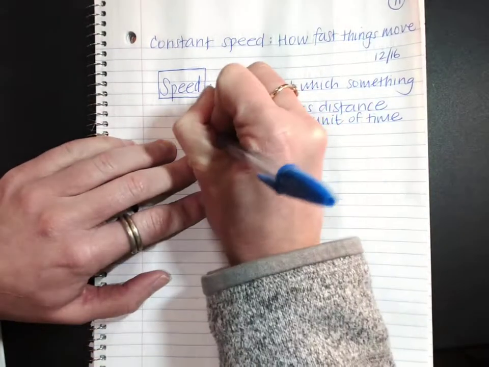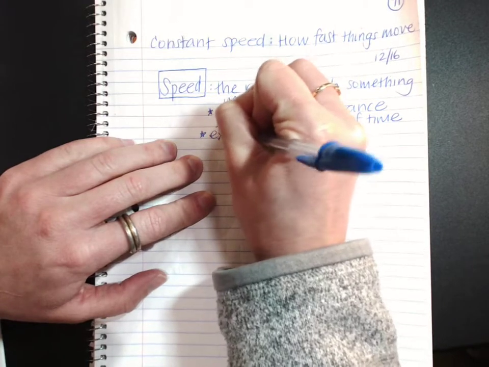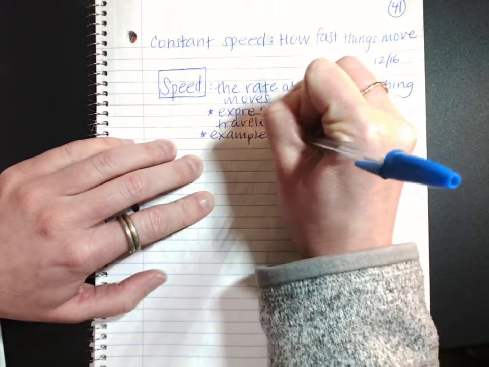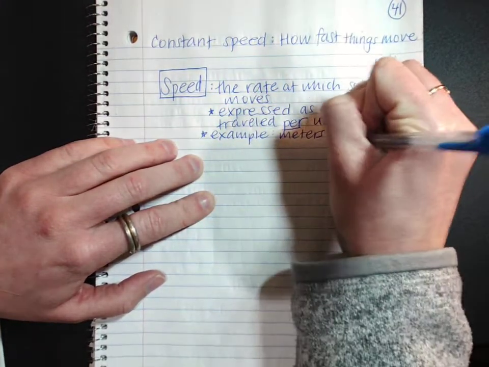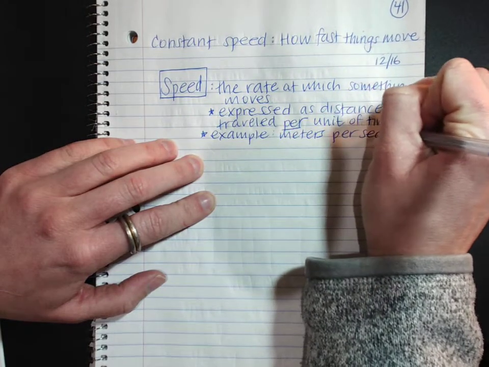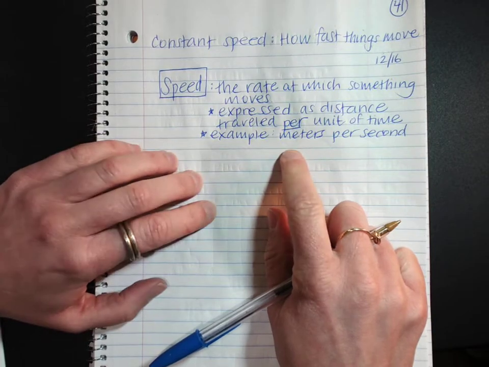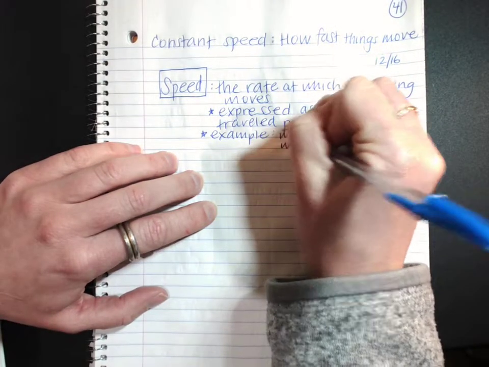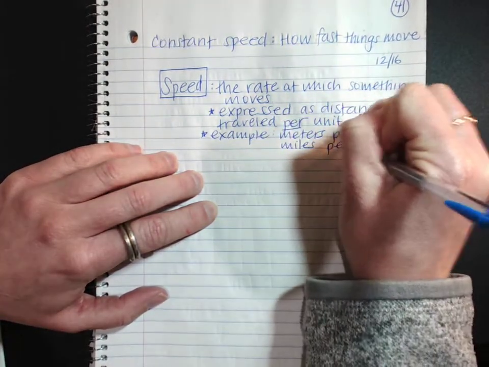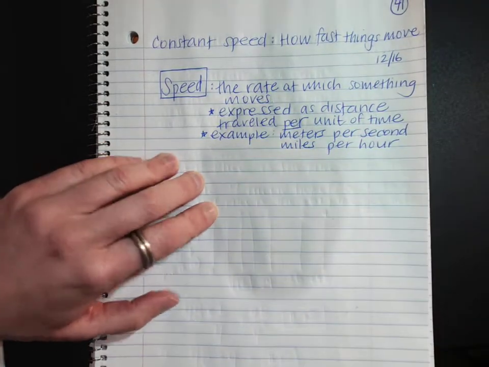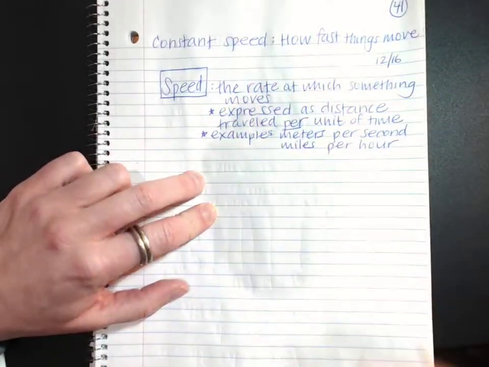Add another bullet. Write the word example, meters per second, or miles per hour is another example. If you want to write that one, let's write it in there. Miles per hour. Examples.